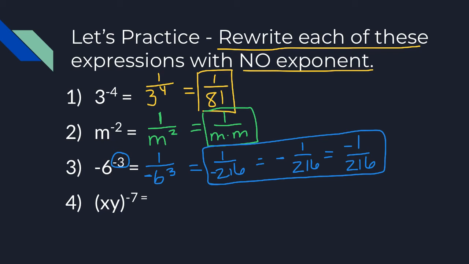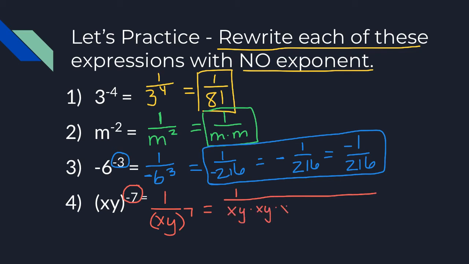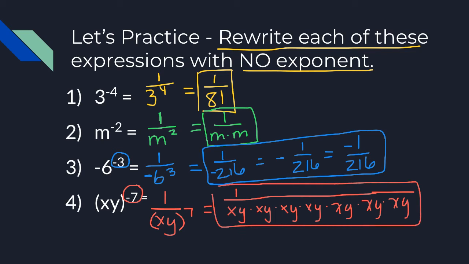All right, last one. 1 is my placeholder on top. X and Y go to the bottom, both of them. And instead of a negative 7, make it a positive 7 down there. Ditch that negative. If I don't want any exponent, ooh, this is going to be a long one. XY once, XY twice, 3 times, 4 times, 5 times, 6 times. Ooh, my line wasn't quite long enough. 7 times. 1, 2, 3, 4, 5, 6, 7. There is my really long answer.